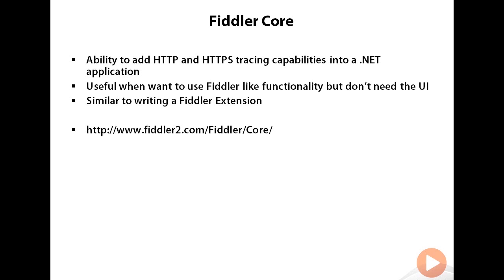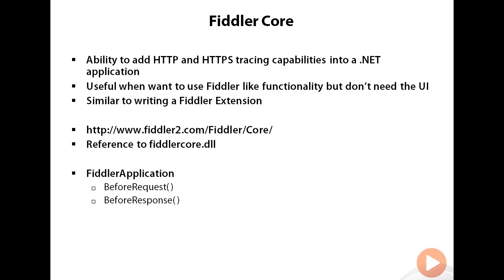The first step is to download the core from this URL. Then you create your application and add a reference to fiddlercore.dll. And you'll primarily then use the Fiddler application object, focusing on the before request and before response, which are two of the most popular methods that we'll use.